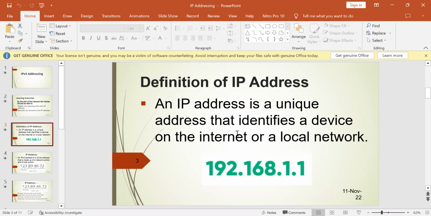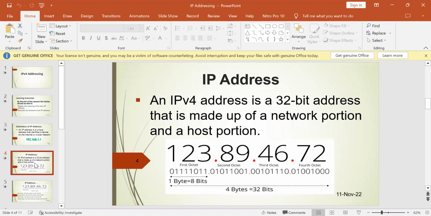on a network, of course, it is on the internet or even on a local area network. So for example, you can see we have a dotted decimal notation here of 192.168.1.1, which is the IP address under IP version 4. Now, we can also see that an IP version 4 address has 32 bits. It is composed of 32 bits, which form 4 octets. An octet comprises 8 bits, which in total gives 32 bits. That is why an IP version 4 address is 32 bit.